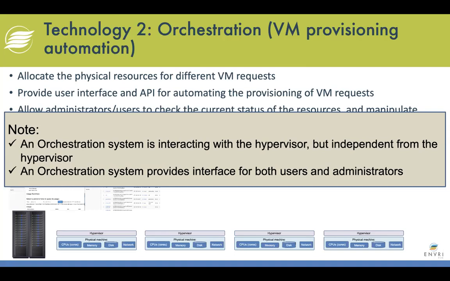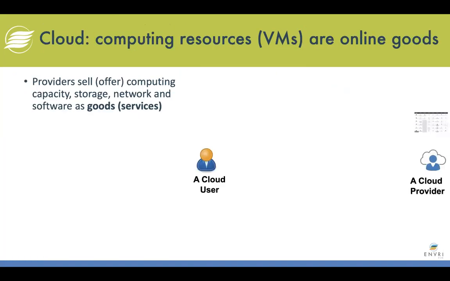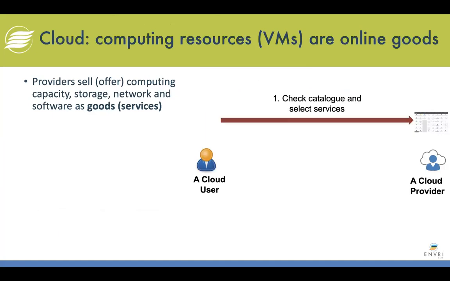Orchestration is interacting with the hypervisor, but it is not the hypervisor itself, which means you can use orchestration software like OpenStack to talk to different hypervisors at the same time. They can coexist, but orchestration itself is just management. It gives an interface for both the user and the administrator. So if you know these two technologies, then cloud is not magic anymore, because we can automate these virtual machines.